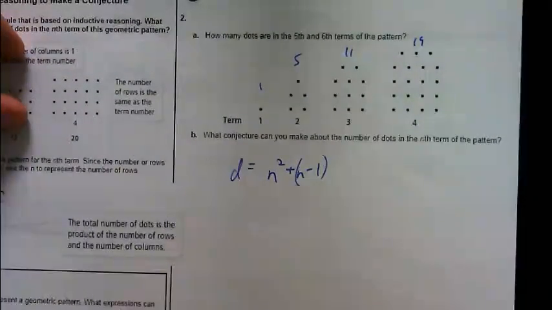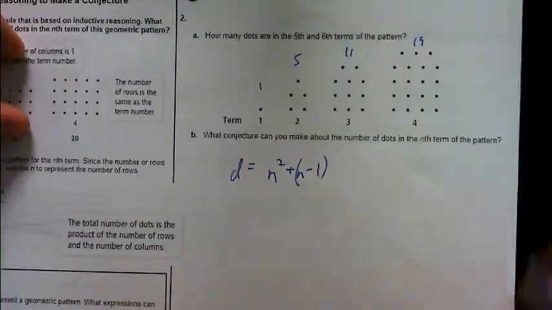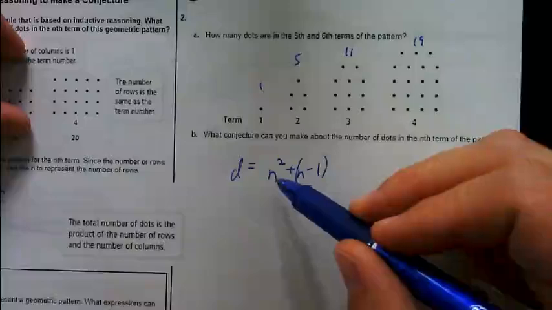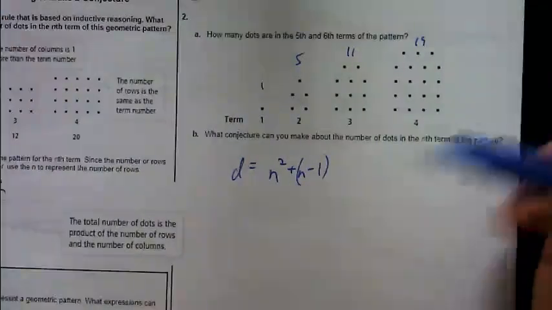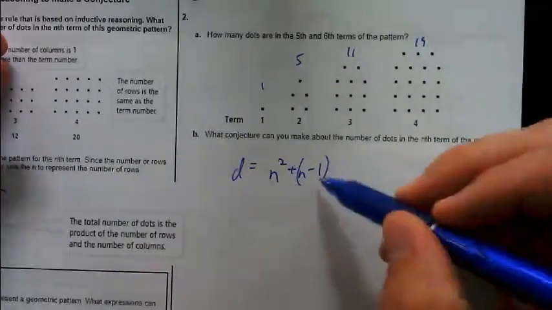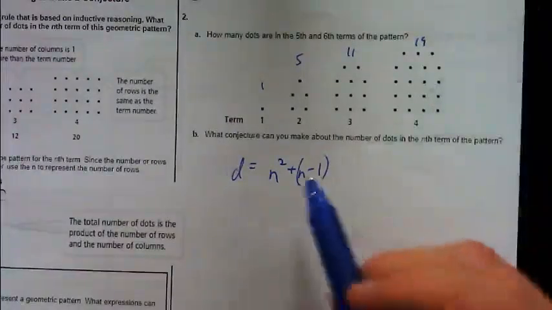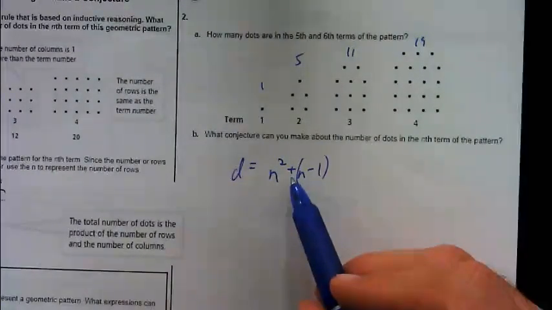Now, could I also simplify this a little bit? Let's see. Well, these don't have any like terms, do they? So n squared, this is just n, this is minus 1. On the last one, we could simplify it. But the last time, we didn't have a plus sign here, we had a multiplication symbol.